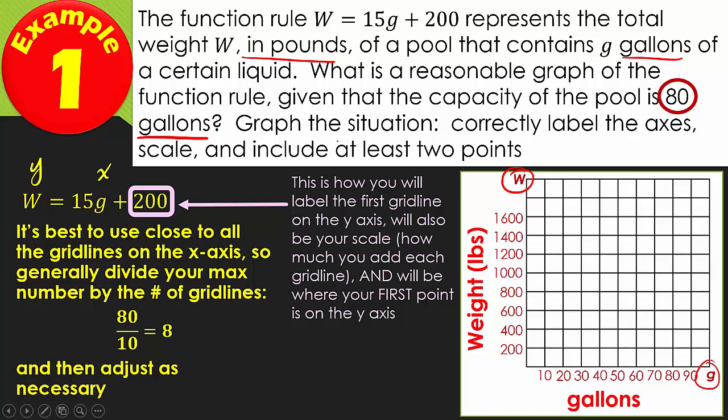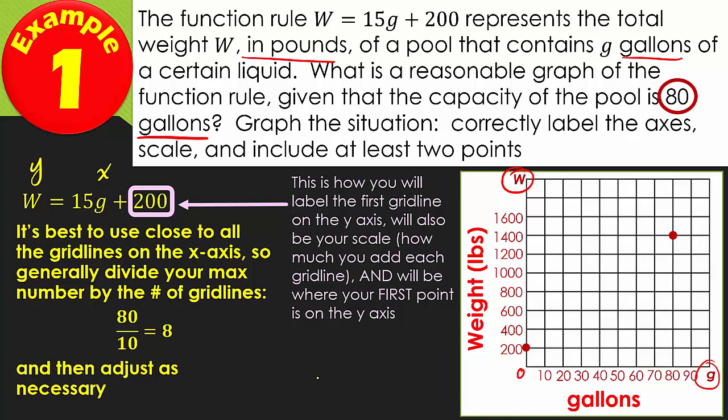So remember, I said our first point was going to be at 0, which is right here, 0, 200. So that's our first point. And then the easiest thing to do is to just pick a number. I usually like to just go with the max. So that's what I did. And I plugged in the way that I got that number, so that you know.